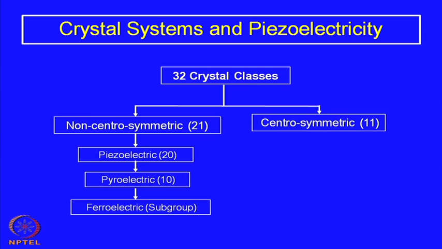Well, this can be summarized in the form of a flow diagram. The 32 crystal classes are subdivided into two groups. One is non-centrosymmetric, 21 of them, and another group is centrosymmetric, 11 of them. These 11 do not have piezoelectric property. Okay. Now, out of 21, 20 have the piezoelectric property, as already mentioned. One, for some other consideration, does not show piezoelectricity. Out of these 20, 10 are pyroelectric.